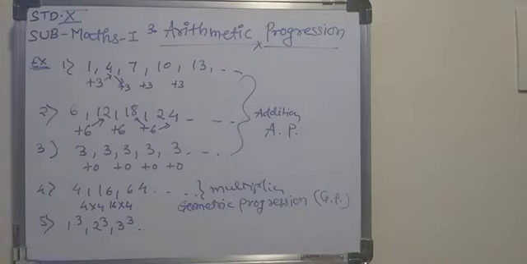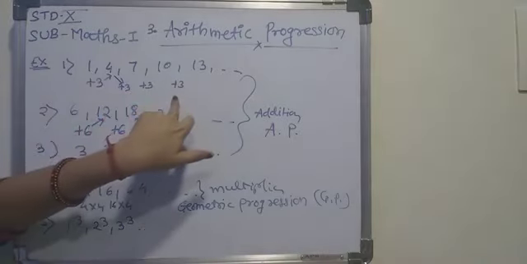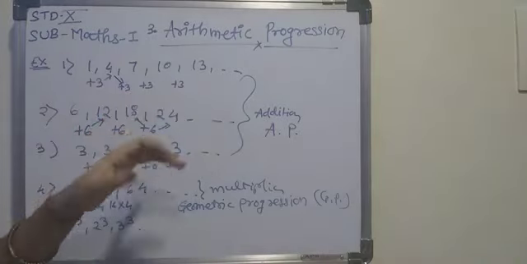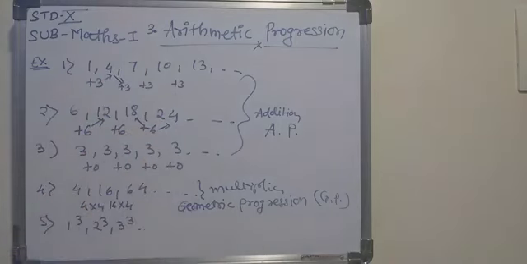So what is arithmetic progression? Whenever we get the next term by adding a fixed number. In the first example, you are adding 3 to the previous term. In the next example, you are adding 6. In the next example, you are adding 0. Whenever you add a fixed number to the previous term and get the next term, you call it an arithmetic progression. And whenever you multiply the previous term and get the next term, you call it a geometric progression.